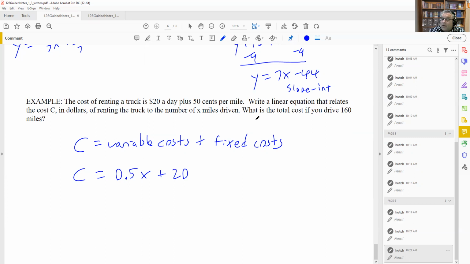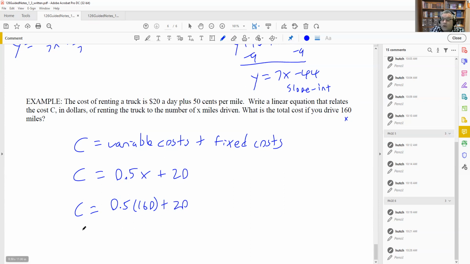But then there is a second part of this question. It says, what is the total cost if you drive 160 miles? So now what we're going to do is use this formula we just came up with. And it's telling us 160, so 160 is actually the X. That's the number of miles. So what I'll do here is put in 0.5 times 160 and then plus 20. So 0.5 times 160 plus 20. I'm just putting 160 in for X.